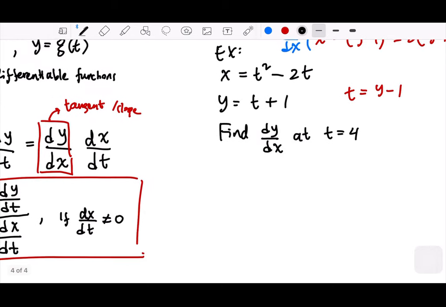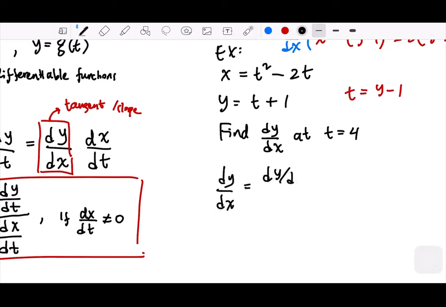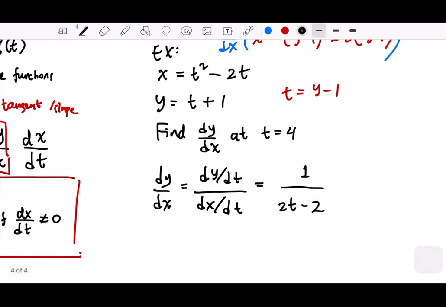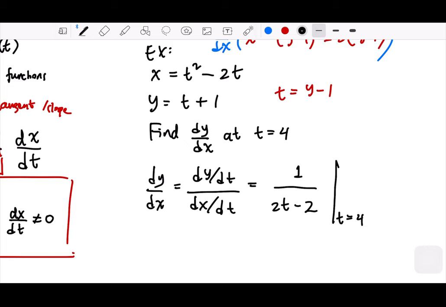But if we are doing it directly for the parametric, then dy dx is basically dy over dt divided by dx over dt. This is 1 divided by 2t minus 2. And at t equals 4, this will be 1 over 6.